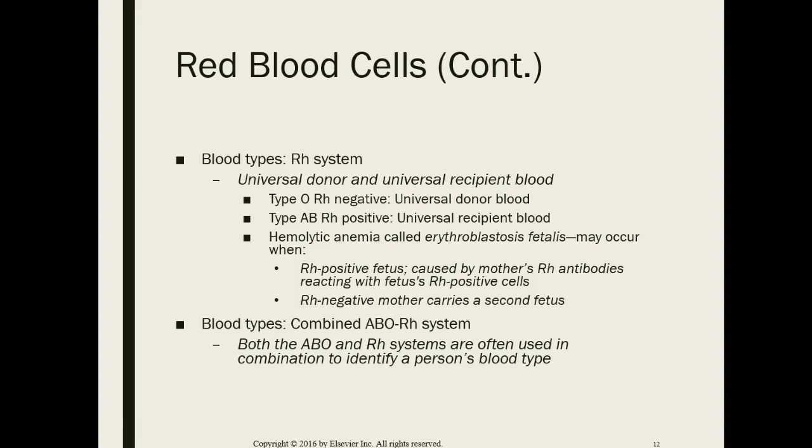If the Rh negative mom then carries a second child that's Rh positive, those antibodies will then form an immune reaction against the fetus, and that's where that anemia will take place. So the firstborn child is okay. It's when that second fetus, if they're Rh positive, that's when the issue occurs.